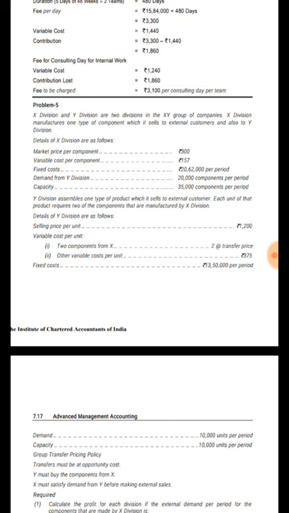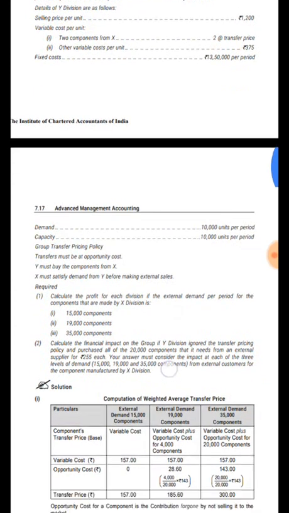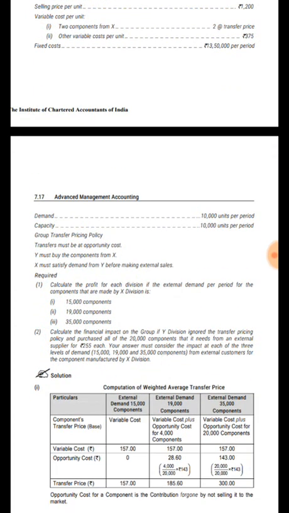Selling price is 1200, variable cost per unit is two components from X at transfer price, and then variable cost per unit 300, fixed cost 13,50,000 per period. Then demand for the product is 10,000 units per period, and capacity is 10,000 units per period, obviously because they want 20,000 from X, and two components are needed for one unit. So that's why they are able to produce 10,000 units.